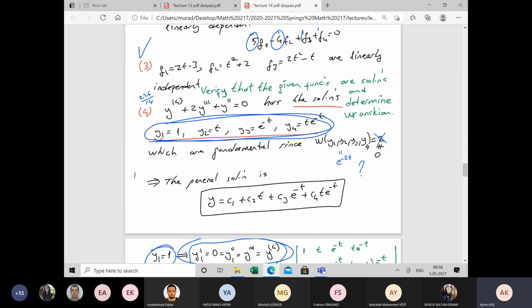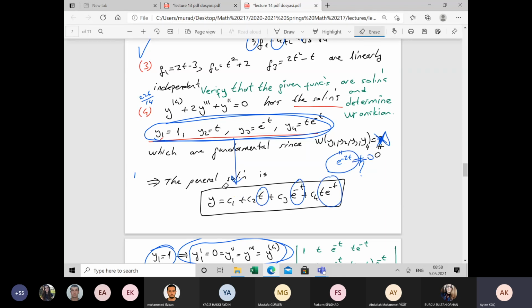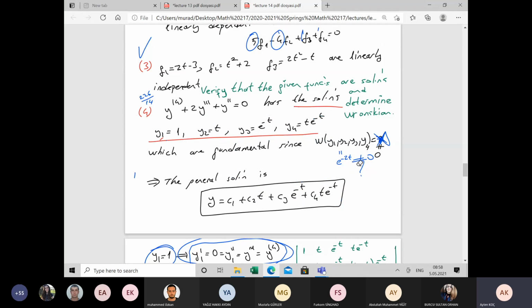It's okay. There's a typo, not 2 here. And this one, the Wronskian should be this one. It's okay. So if we get this non-zero, then the solutions are fundamental, so we can write the general solution: C1 y sub 1, y sub 1 is 1, y sub 2, y sub 3, and y sub 4. It's okay? So first of all, you have to compute the Wronskian determinant.